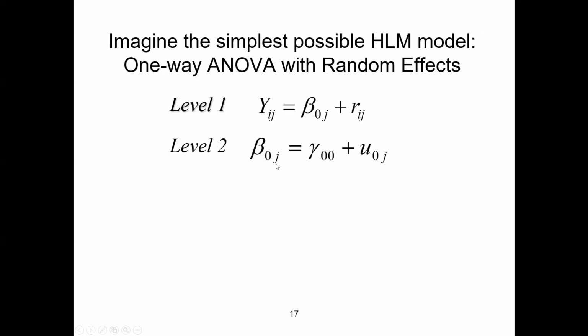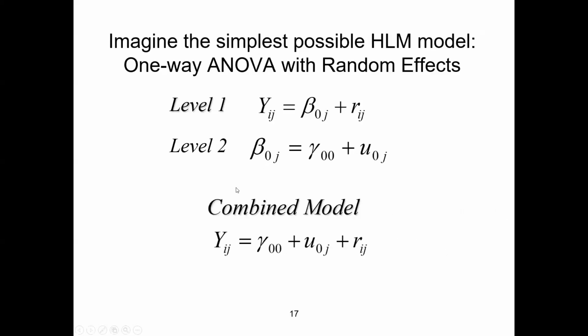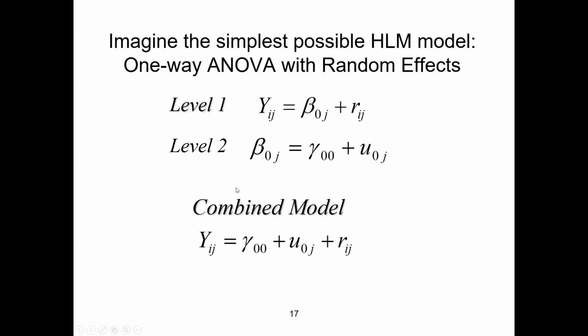All right, so very simple model. We have no predictors, but the interesting thing is that we can use this to look at the partitioning of variance across the within-school level and the between-school level. We can combine this into one combined equation. This is how we're going to write the code when we run these models in a multi-level framework. We'll always be writing the combined model.